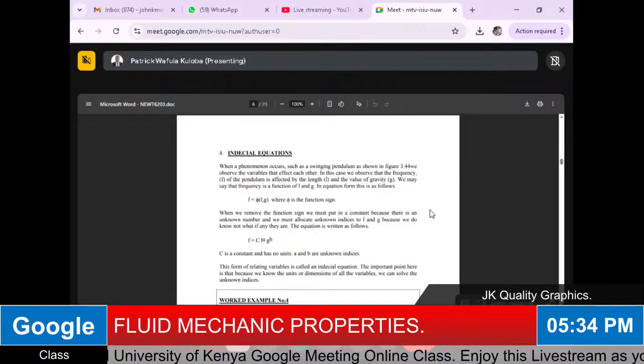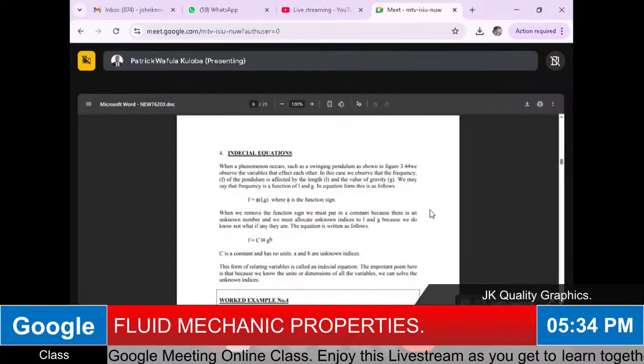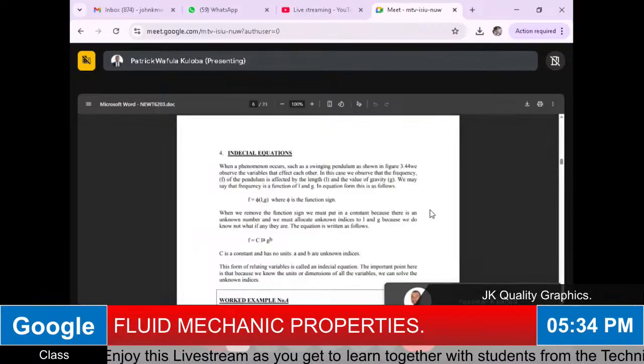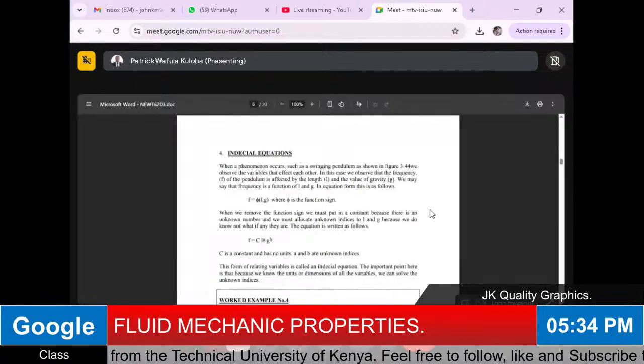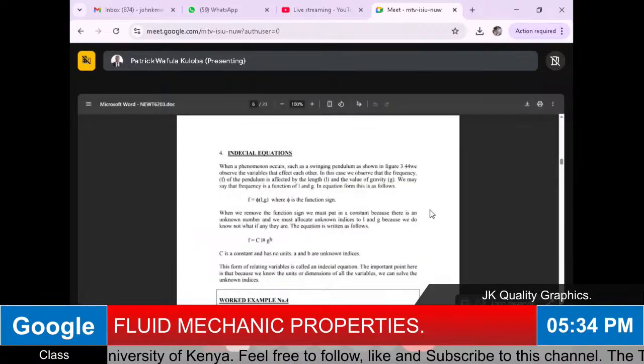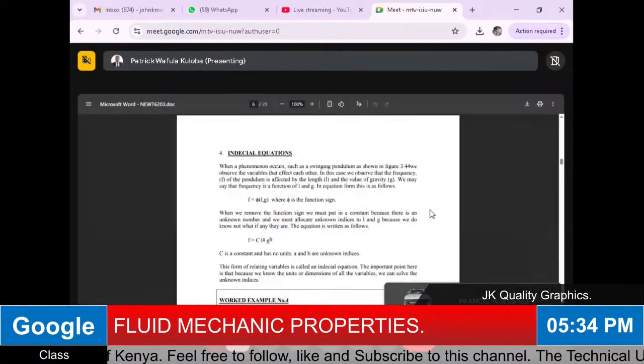As the topic, the heading says initial equations are equations which have indices. That is to say, an equation whose quantities are raised to a certain value. Those are the initial equations.